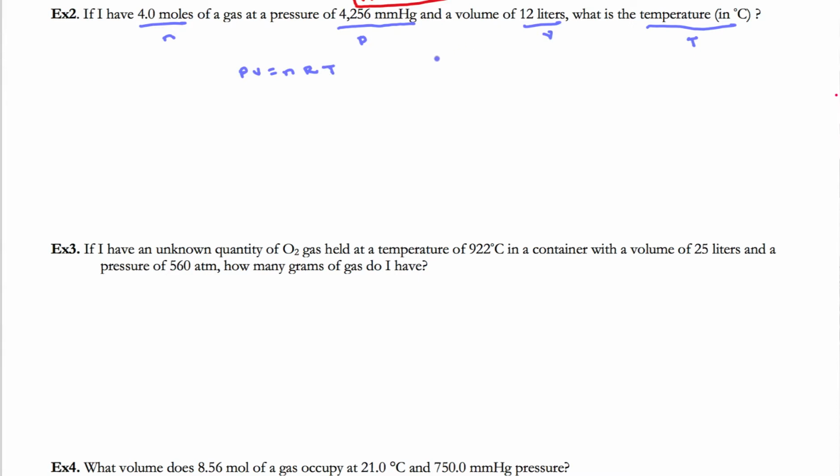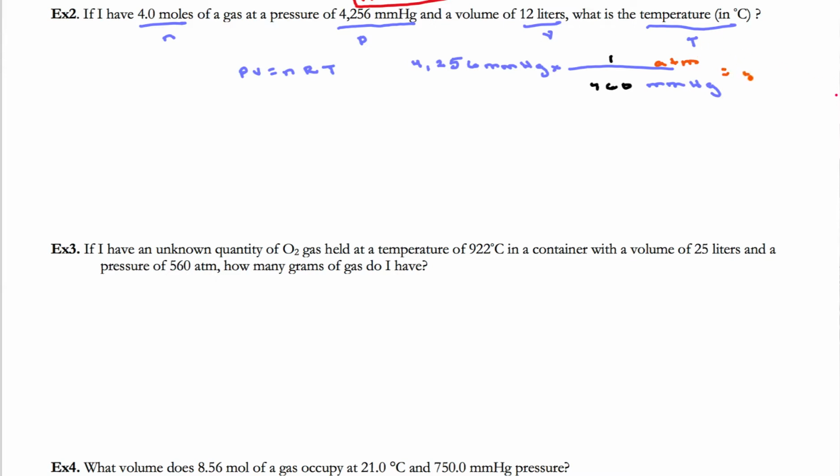All right, my pressure right now is in millimeters of mercury, but remember for my ideal gas law, I need to be in atmospheres. So I'm going to take 4,256 millimeters of mercury, and I need to first convert that into atmospheres. So I'm going to get out of millimeters of mercury by putting it on bottom. I'm going to get into atmospheres. I know that 1 atmosphere is 760 millimeters of mercury, and so what I get for my atmospheres, I'm going to take 4,256, I'm going to divide by 760, and what I get is 5.6.